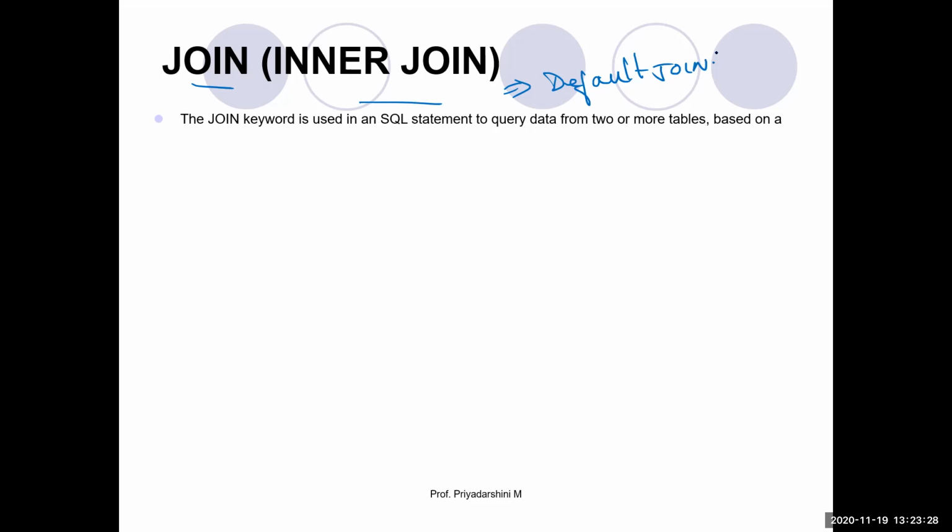Okay, so what does it do? The join keyword is used in a SQL statement to query data from two or more tables based on a relationship between certain columns in these tables. We have already seen this in the last slide about the join keyword that is used in the query. But now with an example, we will see how the join works.